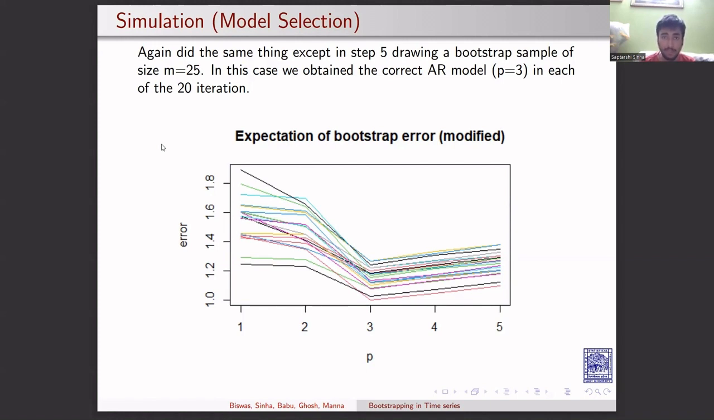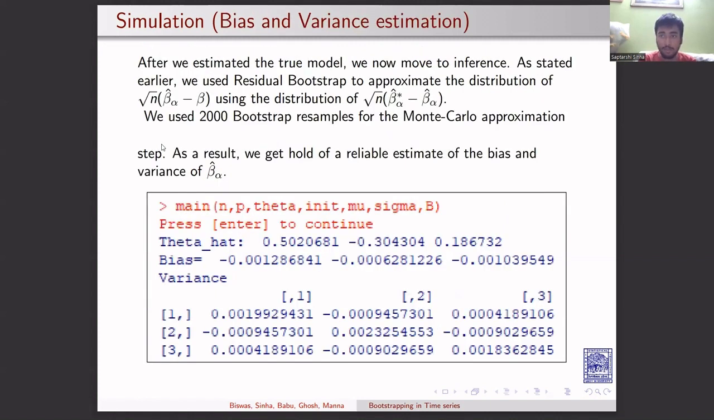Now we will do some inference. By Bose's result, we are pretty sure that the bootstrap procedure is consistent. So we did 2000 bootstrap resamples, and by the Monte Carlo approximation, we found an estimate of the bias and variance of the OLS estimator, which is given here. The bias is very close to 0, and so is the variance, which is obviously true, because beta hat OLS is a very consistent estimator of the true beta.